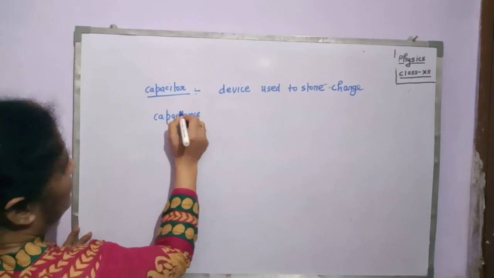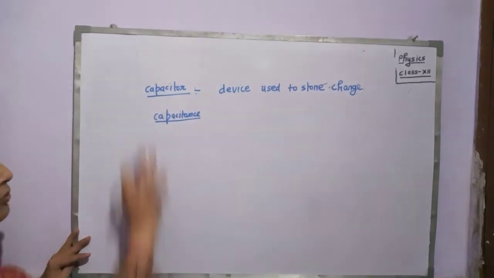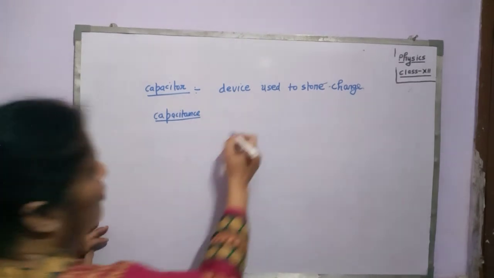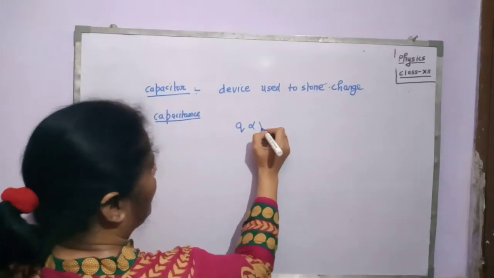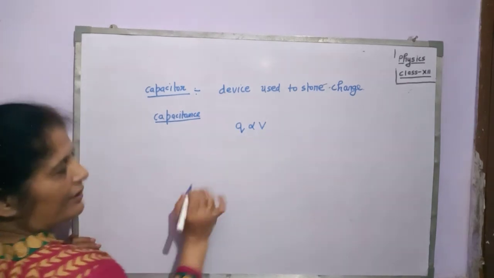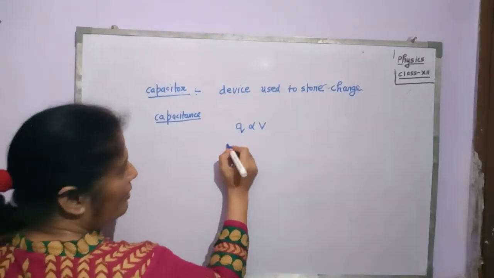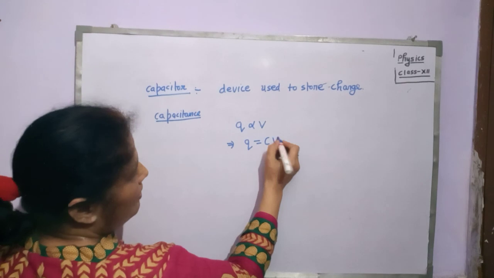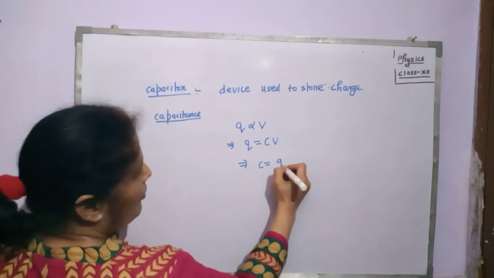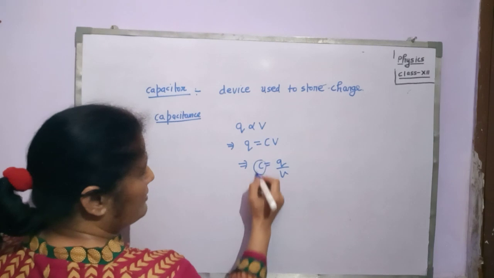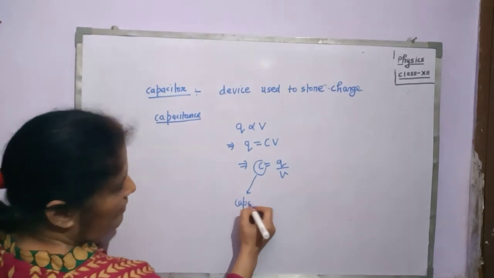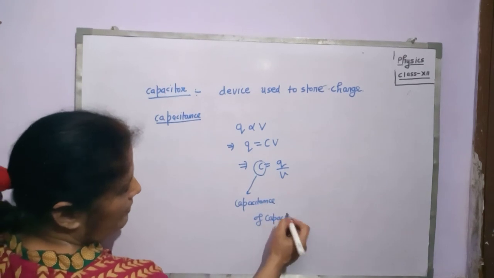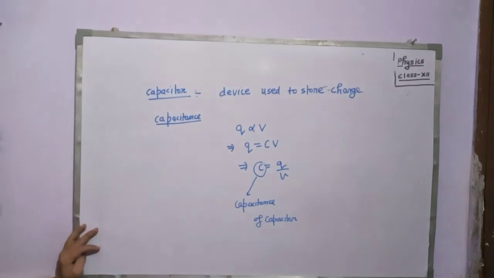Capacitance means if we give a charge Q to a capacitor, the potential across it also increases. You can say Q is directly proportional to V. More charge is given, more potential across it. Now this sign of proportionality is removed by taking a constant. You can say Q is equal to CV, or C is equal to Q upon V. This C is known as the capacitance of the capacitor.